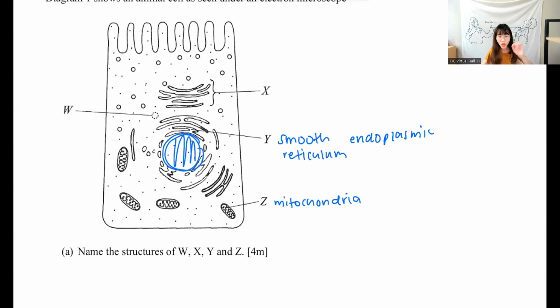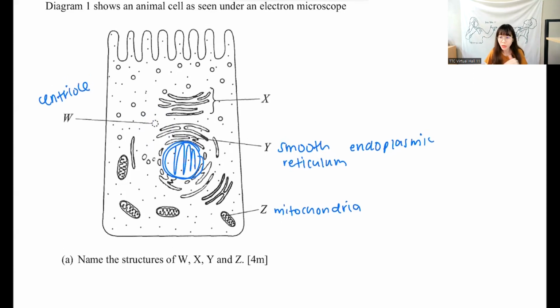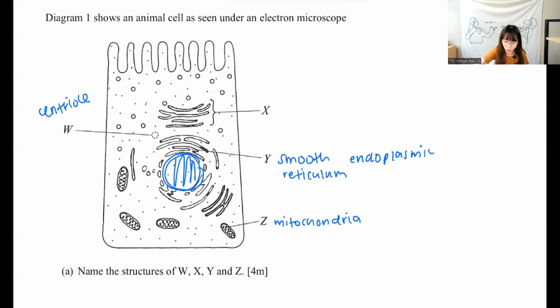So W is just one dot. Can you see it's a dot circle, only one? So this is a centriole, correct? Centrioles can look like that, or like the one in your notes. It can be the other shape also. And then we have X. X, there's no connection point. Can you see there's no connection point? No connection point, called Golgi apparatus. Very good.